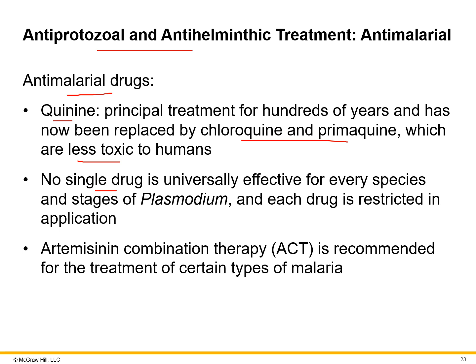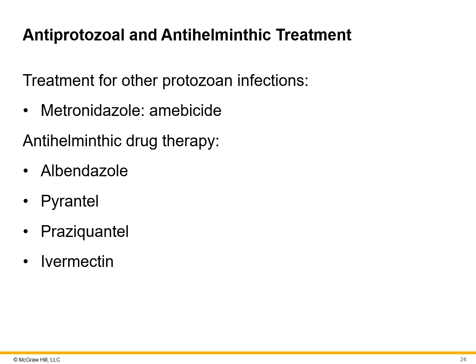Typically, artemisinin combination therapy is used because it's a combination therapy that treats different types of malaria. So for the treatments for other protozoan infections, the go-to generic drug is called metronidazole. It inhibits a lot of protists despite the species. So it's kind of a go-to as far as protists, except for malaria.